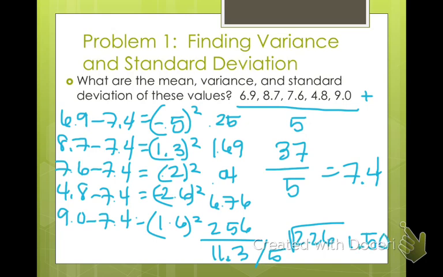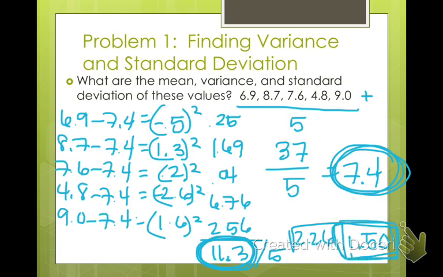All right, so we found our mean, our variance, and our standard deviation. So the mean is 7.4. Our variance is all the numbers that we added together after we subtracted the mean and squared them. So adding all of them together, that's your variance. And then your standard deviation is your 1.5 at the end. So these are the 3 numbers that you're going to be looking for.